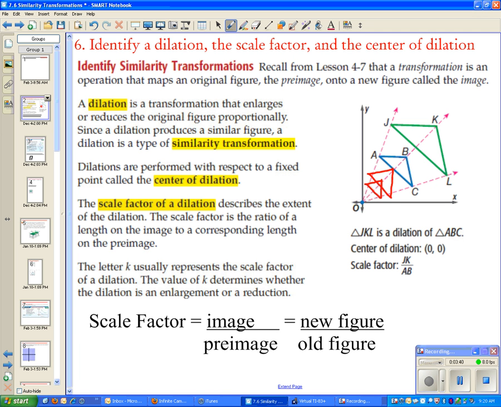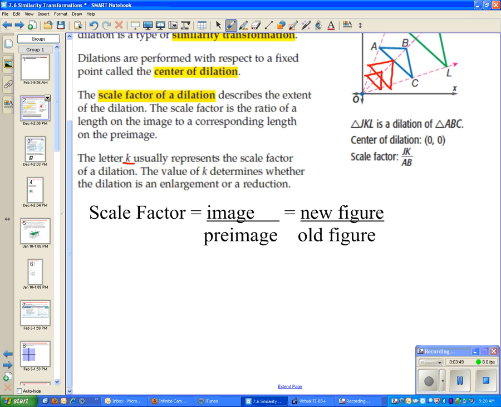All right. Now, they tell us here what we already know. K usually stands for scale factor. And remember with your scale factor, now that we're starting with an original image and a new one, it's not just one figure to another figure. The scale factor is the image over the pre-image, the new one over the old one. Okay? New one to old one is the way the scale factor works when we're talking about a dilation. And it always goes that way when we're talking about a dilation.